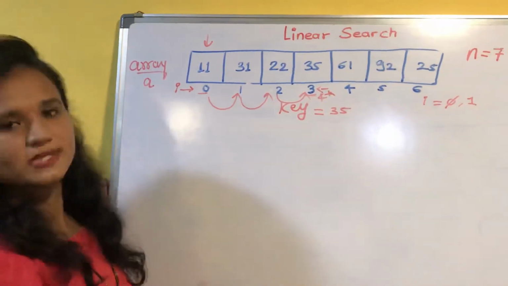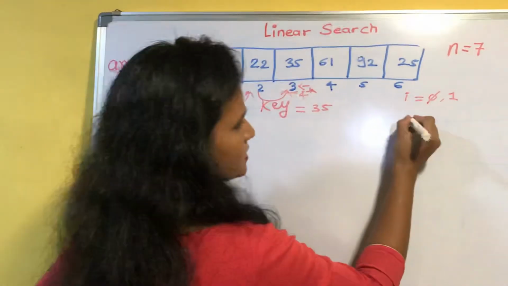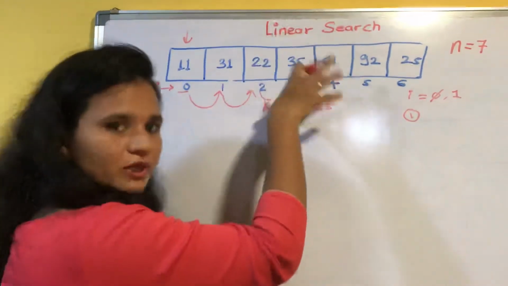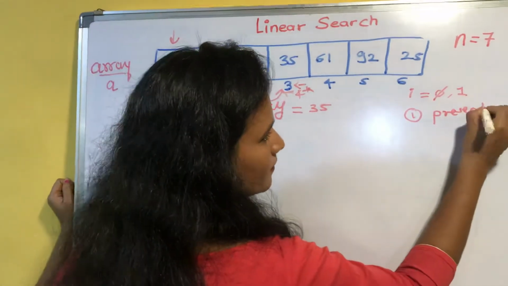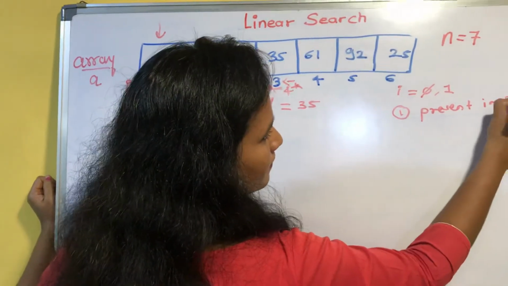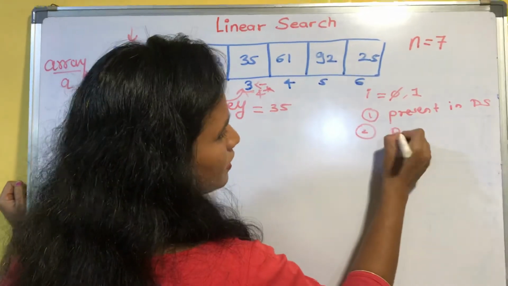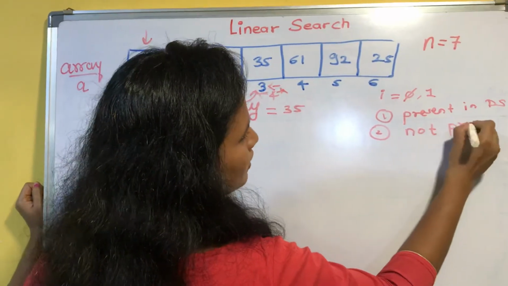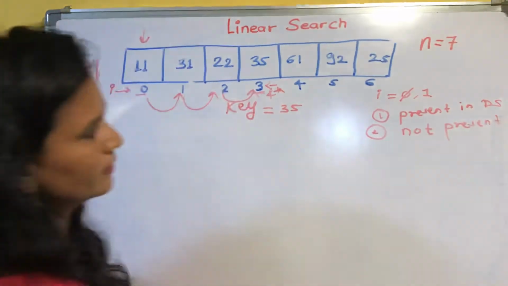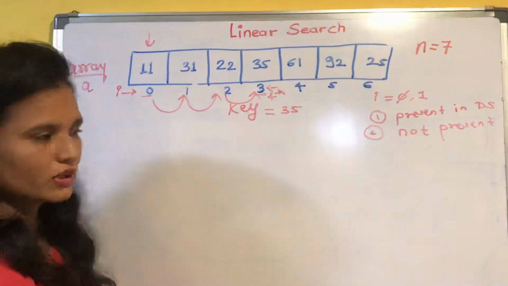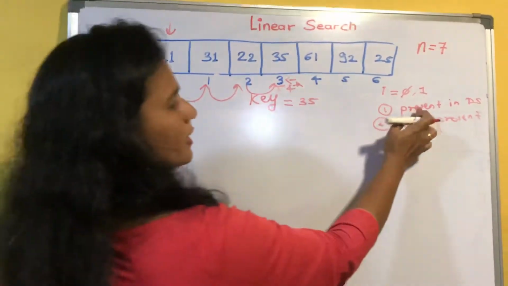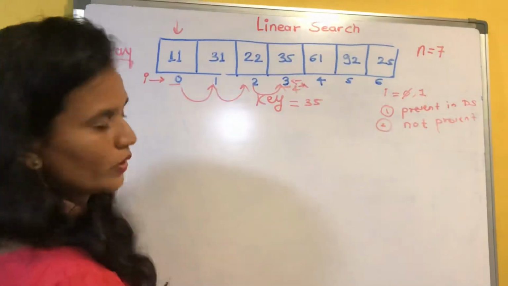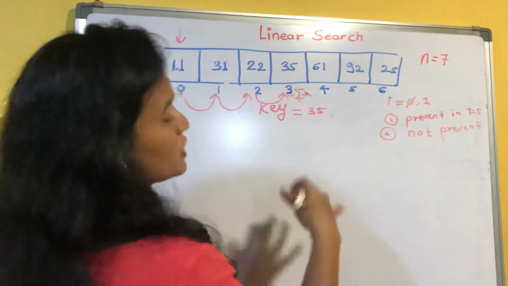Okay, so this is the first case. There are two cases. The first case is the element is found in the given data structure, or not found, or we can say not present. Element is present in the data structure or element is not present in the data structure. We have seen the example for an element present in the data structure. Now we'll see the example for an element which is not present.